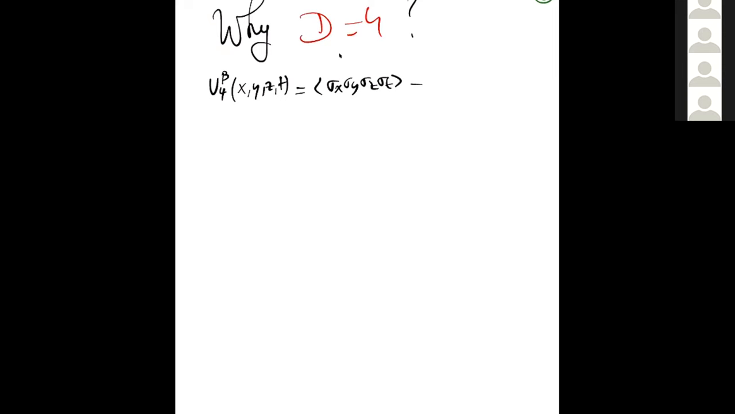Another way of characterizing a Gaussian process is to say it satisfies the Wick law. So you look at sigma x, sigma y, sigma z, sigma t, and you subtract the two other pairings that you can do, and you try to measure this thing. If it's a Gaussian process, this is zero. If it's not a Gaussian process, it's non-zero. In particular, what you could hope is to be able to prove that this term is much smaller than this one, or than any of those, so as to say that approximately U4 is zero.